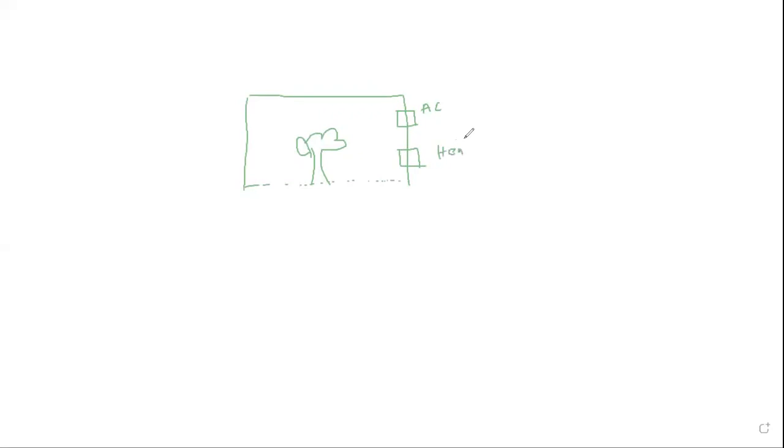So already you know what we can do with the AC machine. We use the AC machine to reduce the temperature, to cool the environment. And the heater is used to increase the temperature. So with these two units you can control the temperature, you can change the temperature.